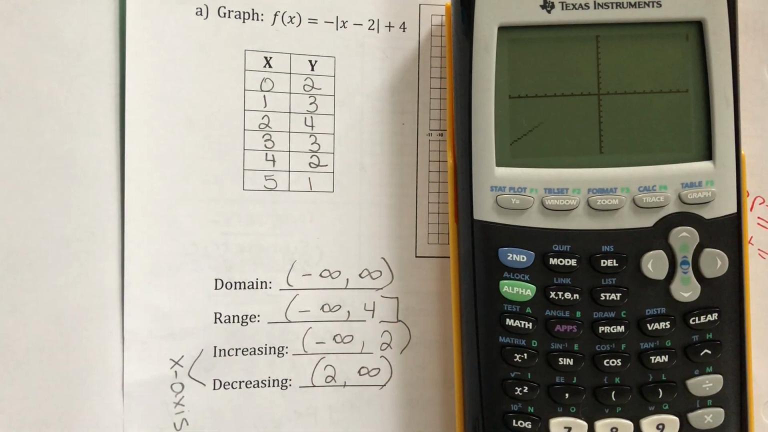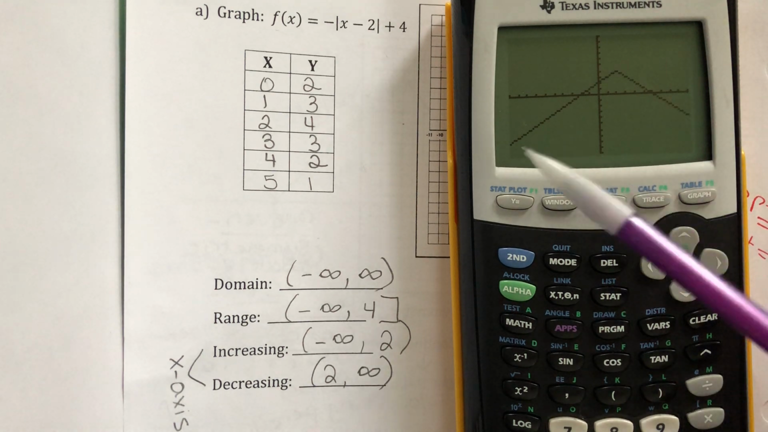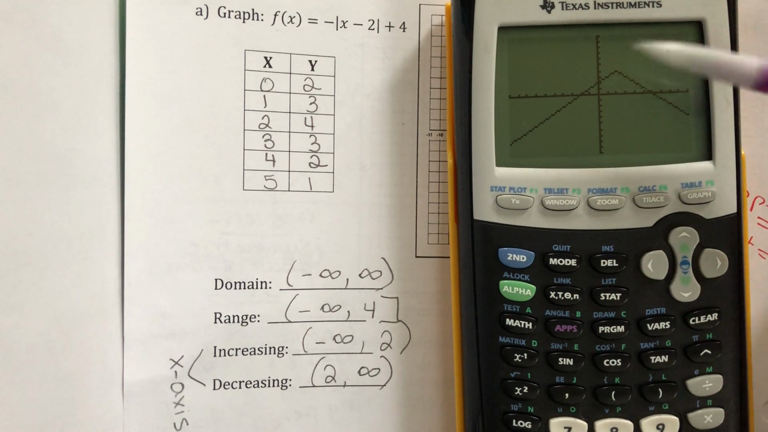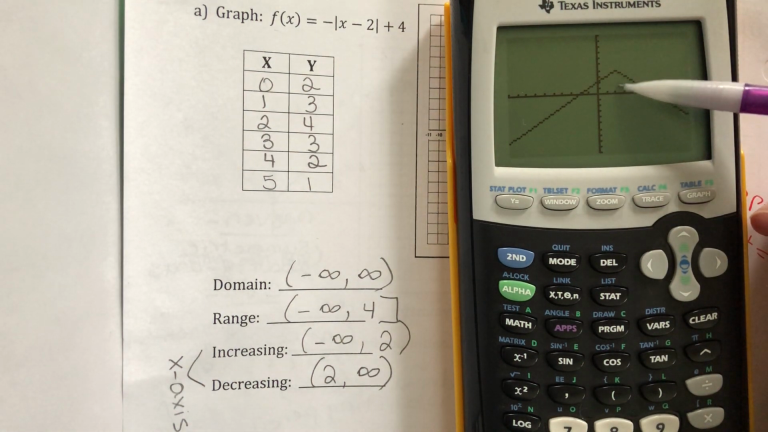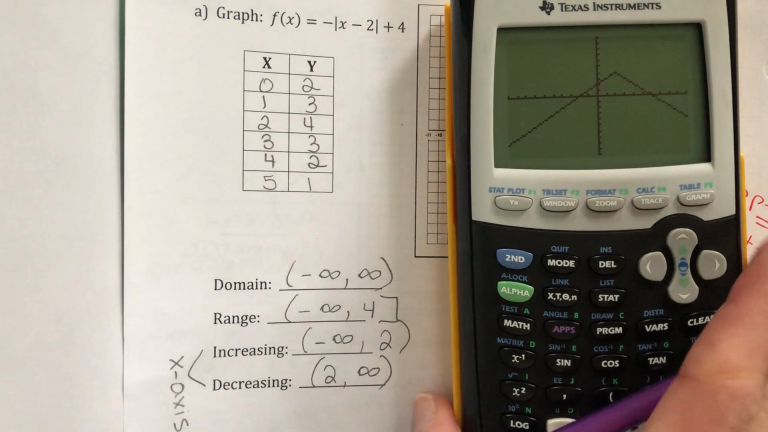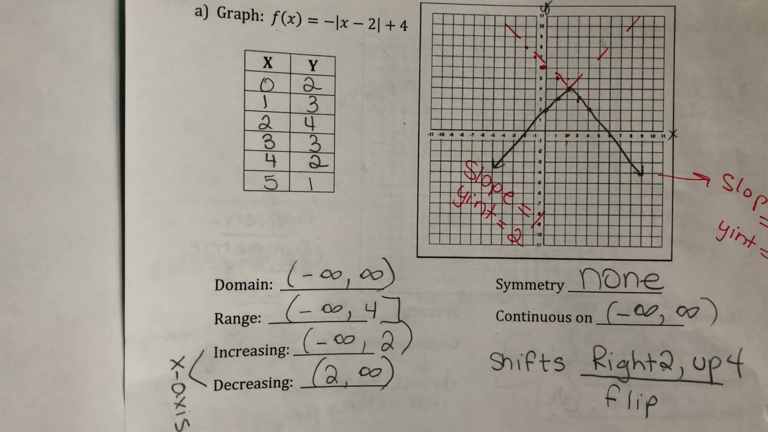And if I hit graph, we can see that we reflected over. Instead of that vertex being here, it's moved right 2, up 4. And there it is. And I've got it all graphed out here as well.